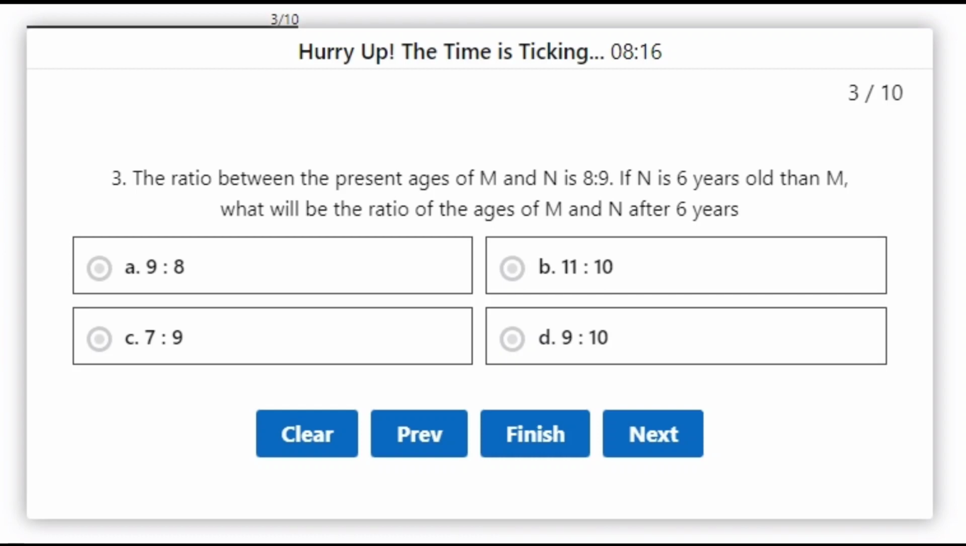Now our third question is, the ratio between the present ages of m and n is 8:9. If n is 6 years older than m, what will be the ratio of the ages of m and n after 6 years?